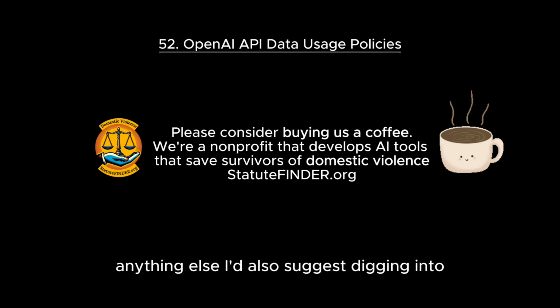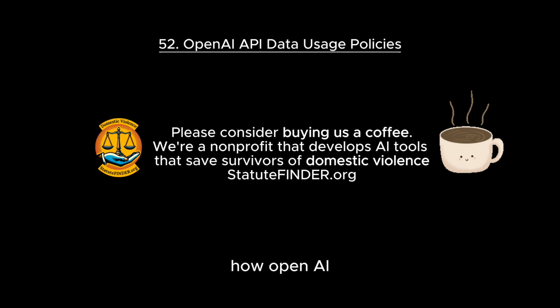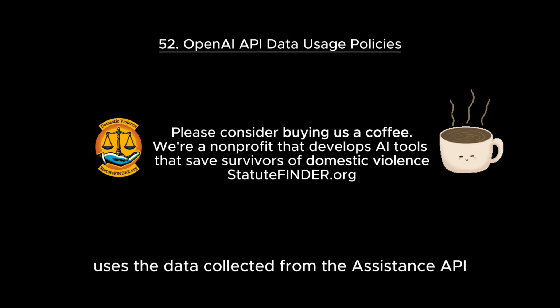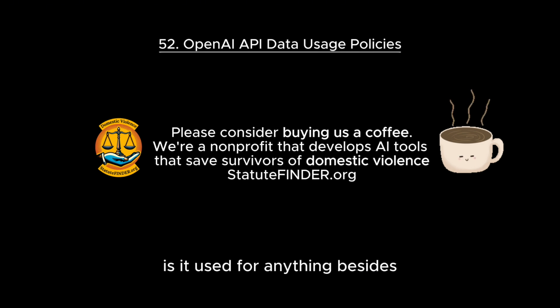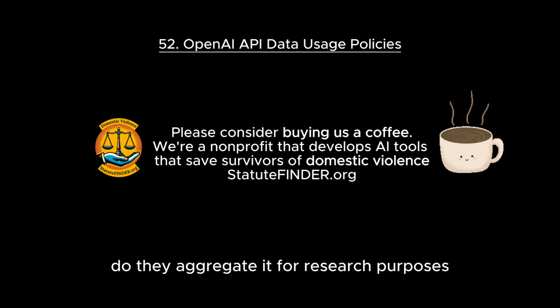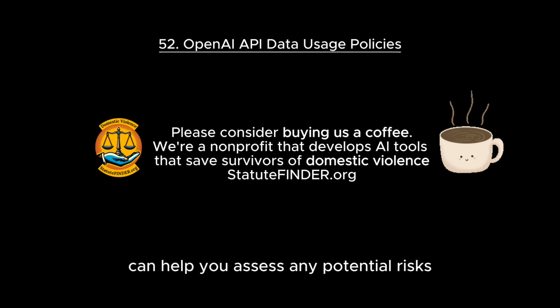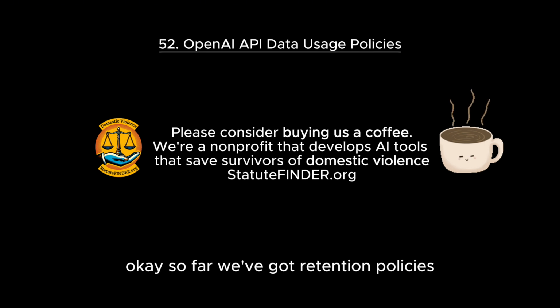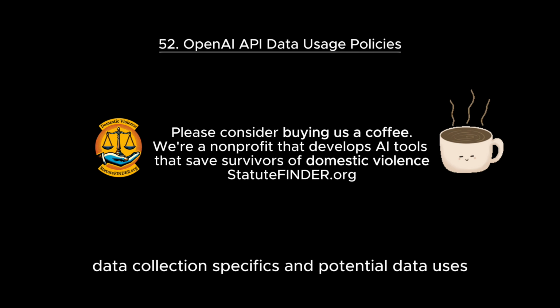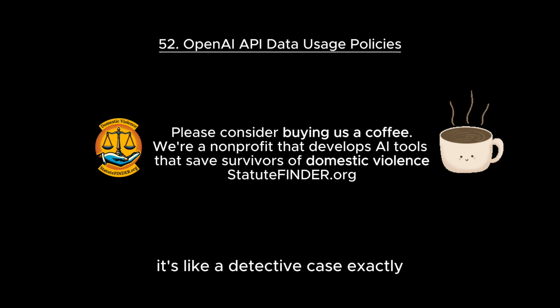Anything else? I'd also suggest digging into how OpenAI uses the data collected from the Assistance API. Is it used for anything besides abuse prevention? Do they aggregate it for research purposes? Understanding how your data might be used can help you assess any potential risks. Okay, so far we've got retention policies, data collection specifics, and potential data uses. It's like a detective case.